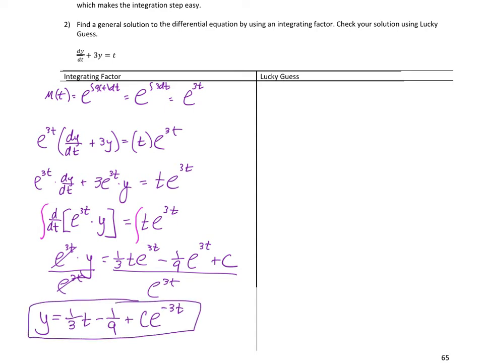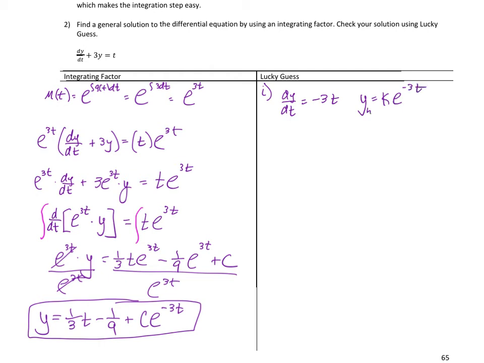Now I'm just going to confirm that that is the same solution I get if I use lucky guess. So in lucky guess, it's a 3-step process. You start by solving the associated homogeneous differential equation. So I start by solving dy/dt equals negative 3y. I'm just ignoring this t here. And that is a quickie separation of variables. You get y equals k e to the negative 3t.